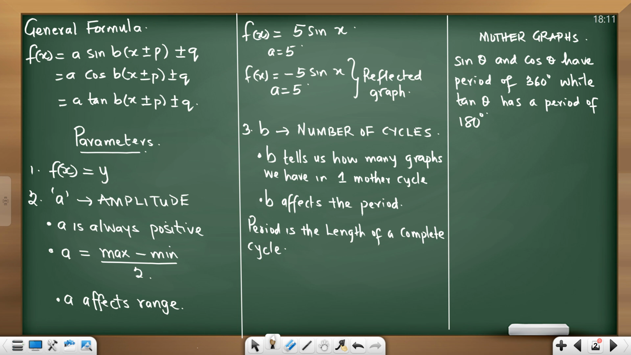Sine theta, cos theta. That's why when we do general solutions, if you remember, we would say plus k 360. But for tan, we would say plus k 180. General solutions, which we did.